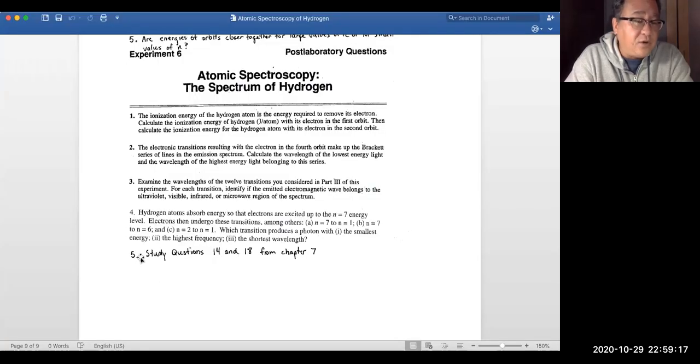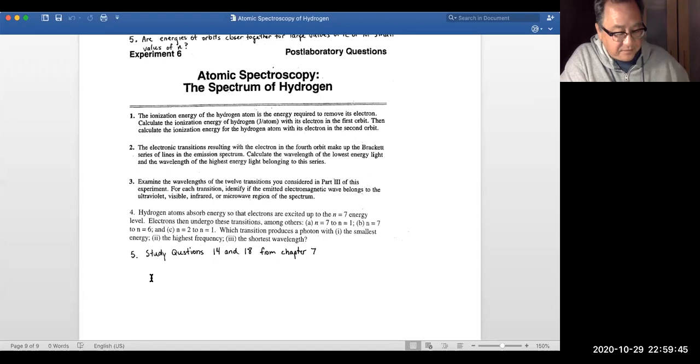So you can see question number 5 I wrote in by hand, but question number 1 is: the ionization energy of the hydrogen atom is the energy required to remove its electron. Calculate the ionization of hydrogen with the electron in the first orbit. So for number 1, here's your nucleus, here's your n equal 1 orbit. Where does the electron end up? We're going to call that infinity.